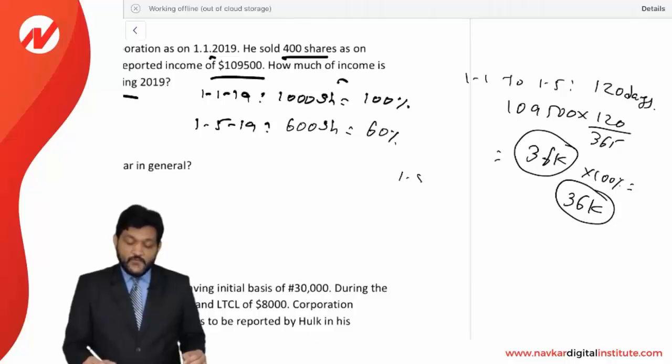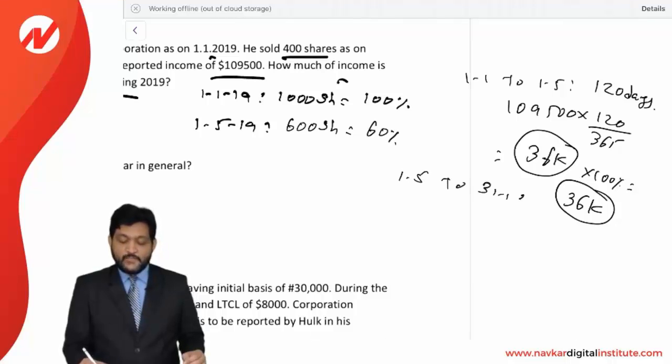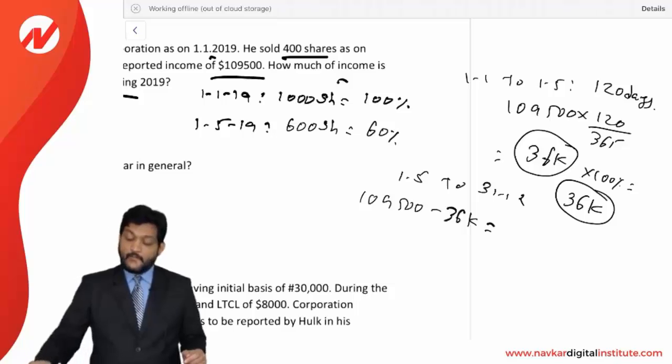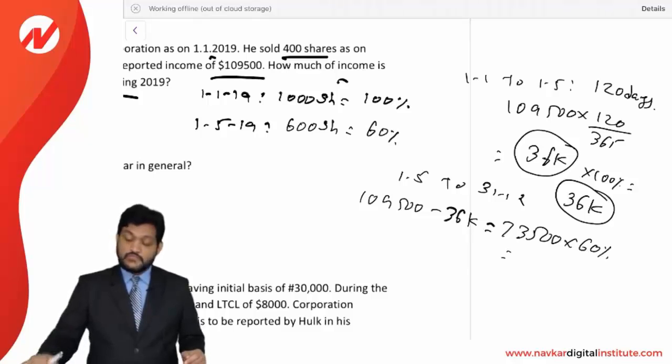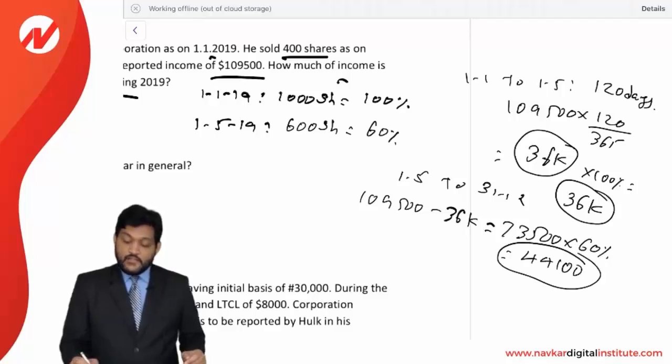Now from 1st May to 31st December, the remaining income will be 109,500 minus 36,000. It will be 73,500. And his share now will be 60%. So it is 44,100. So friends, first of all he has to report 36,000 and then 44,100.